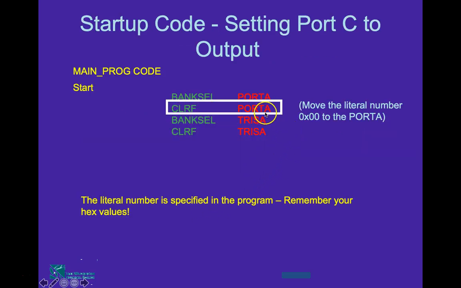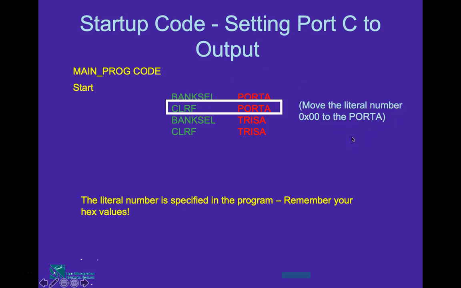Now moving on to the second step of the start code. It says clear F port A. Now what does that mean? Clear F is the instruction. If you look into the data sheet, you'll get to know what this instruction means, and we are also going to cover it later in this lecture. For now, understand that clear F moves the literal number 00 hexadecimal to port A.